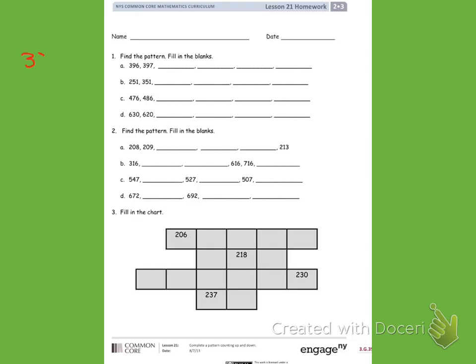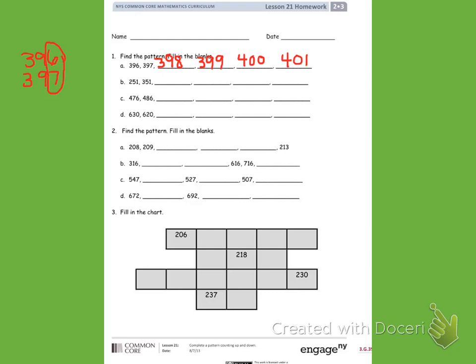If I look at the number 396 and 397, I can see that the numbers in the ones place are the ones that were changed. So we are going to be counting up by ones. 396, 397, 398, 399, 400, 401.